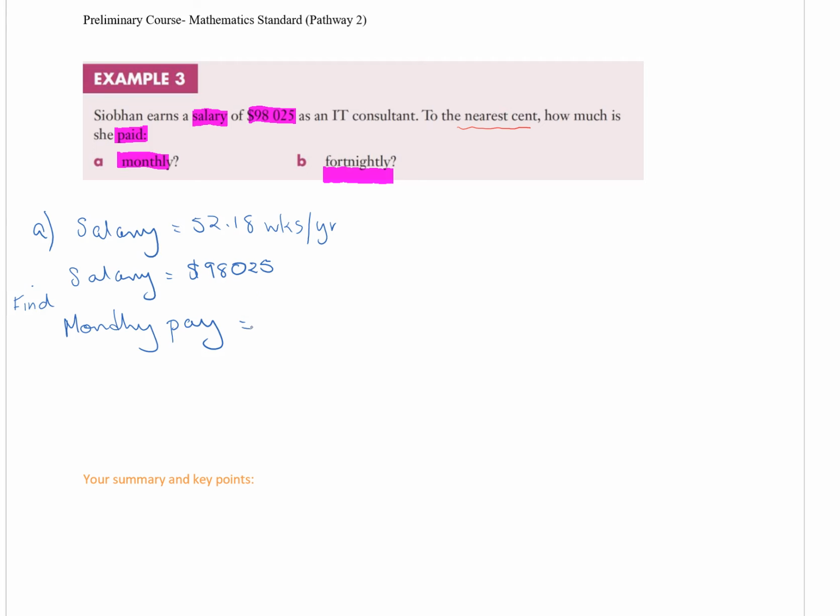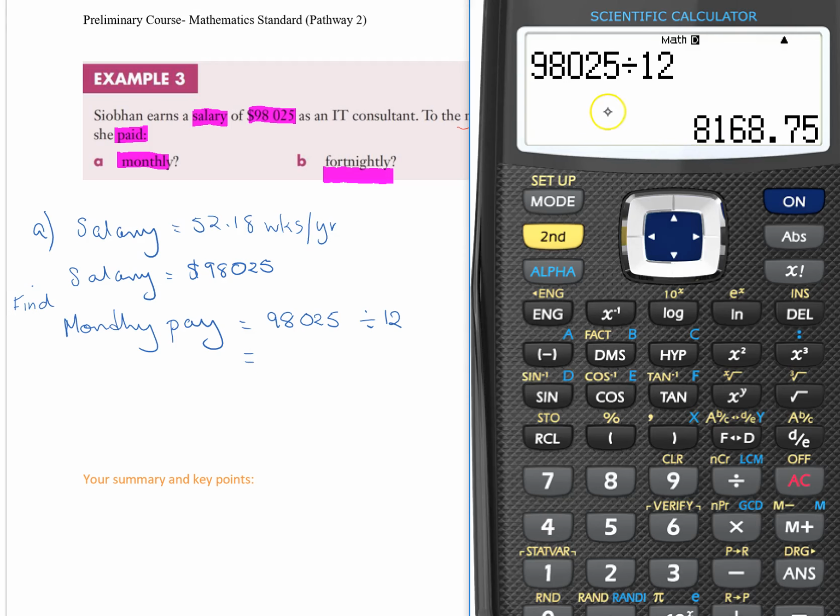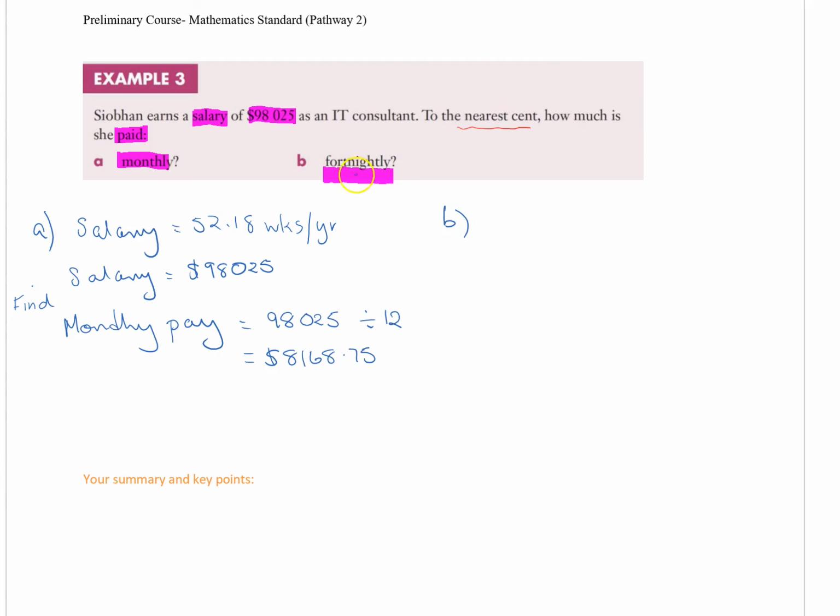Now, there is no issue with months and salary. There are 12 months. So, to find her monthly salary, we're just going to take the $98,025 and divide it by 12. So using the calculator, I'm getting 8168.75.